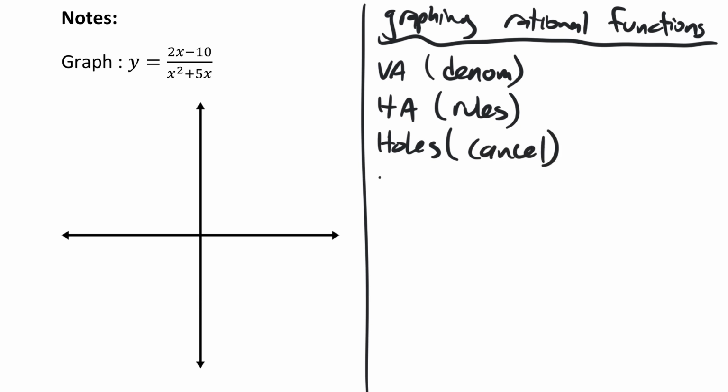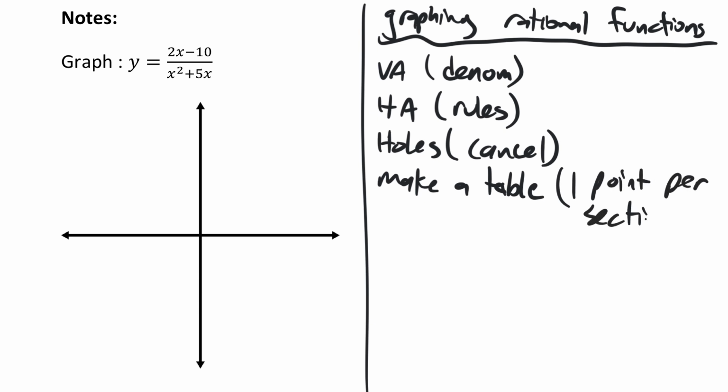Then you want to make a table. And usually I say 1 point per section. Sometimes you need more than that, but at the very minimum, 1 point per section. And then you connect the dots.